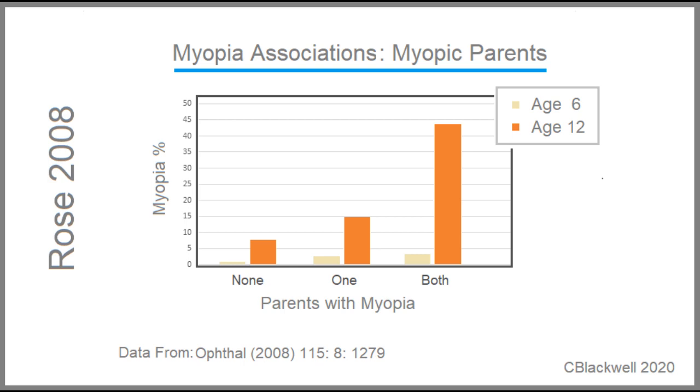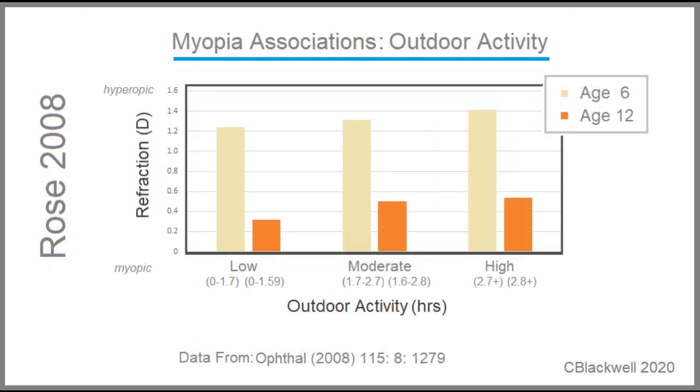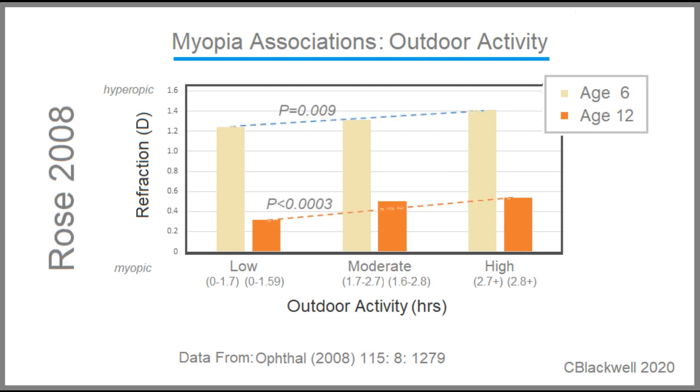The first graph shows that having more parents with myopia is associated with more myopia in children, which fits our expectations. Next is outdoor activity. On this graph, the y-axis is refraction, with hyperopia increasing toward the top. Myopia is off the bottom. For both age groups, there is a significant trend, higher amount of outdoor time with a higher level of hyperopia, which is equal to saying higher outdoor activity results in less myopia.